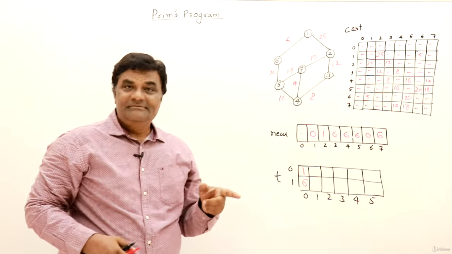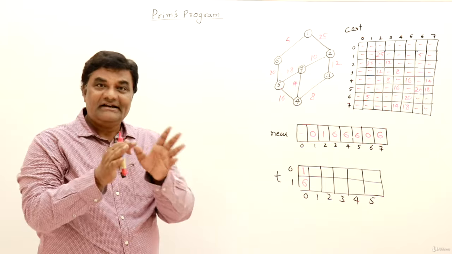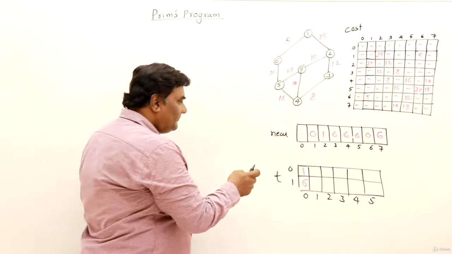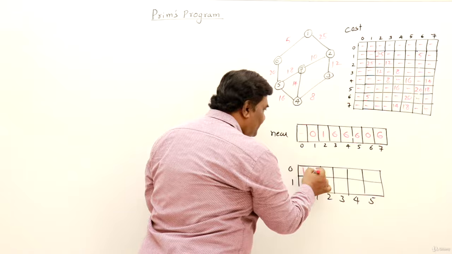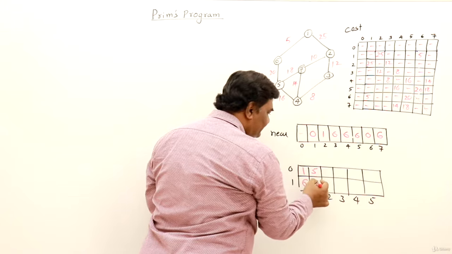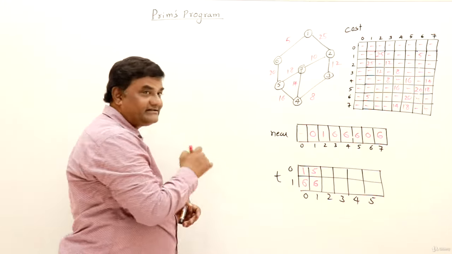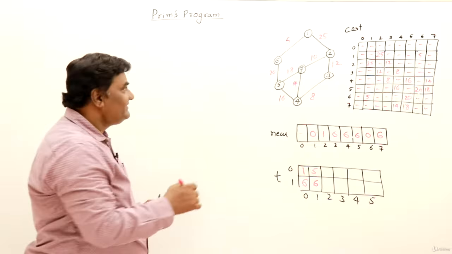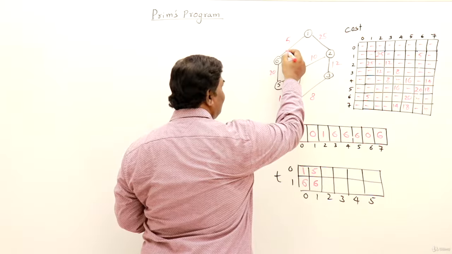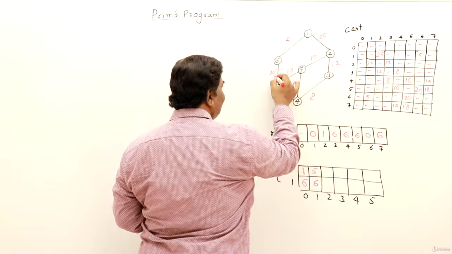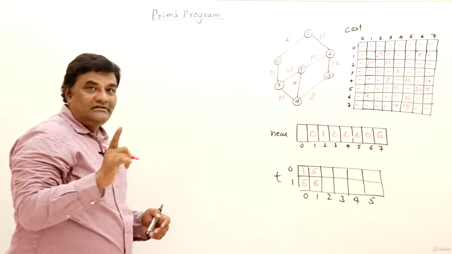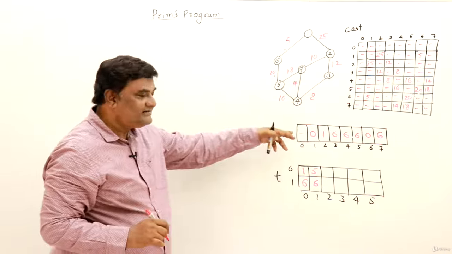Out of this, which is minimum? 20 is minimum. So that edge we should include. So mark here 5, 6. This is the next edge that we are going to include. See, this is the first one we have included, then this is the second one. Now the next thing is, we have to update this array.